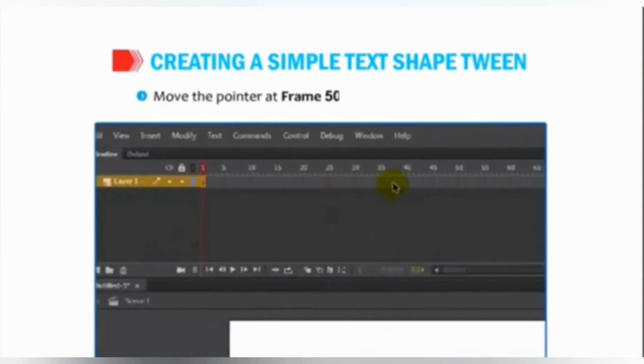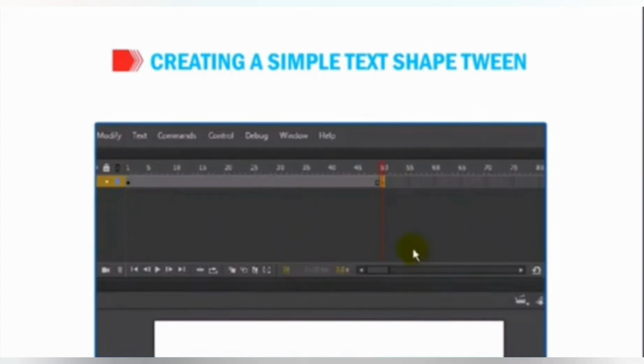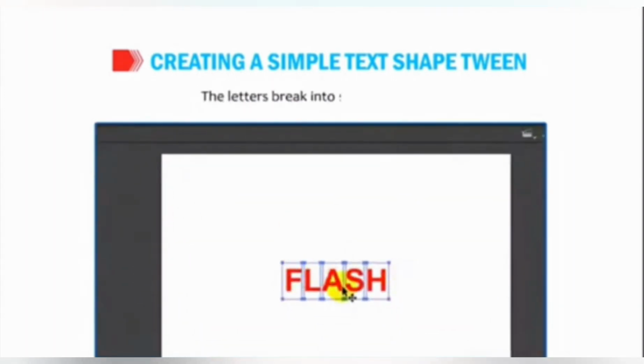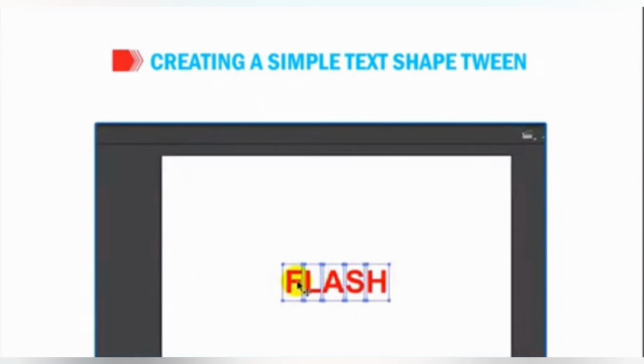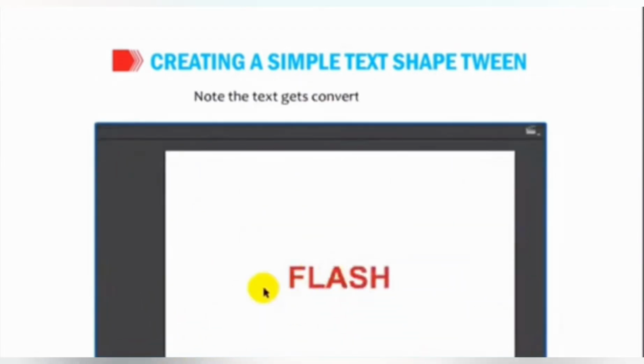Move the pointer to frame 50 and right-click the mouse. Select the Insert Keyframe option from the pop-up menu. Select frame 1 and choose the Break Apart option from the Modify menu. The letters break into separate blocks. Again, select the Break Apart option. Note the text gets converted into shape.